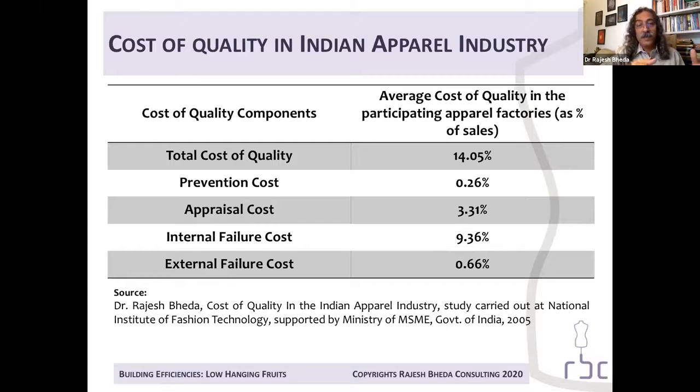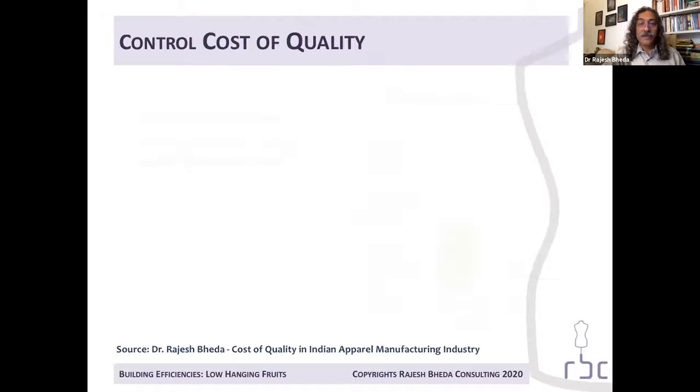This could be you had to buy excess fabric because the fabric quality is not good. You have to buy excess fabric because your fabric consumption estimation was not right because of the rework, scraps, and things like that. And external failure was about 0.66%, which is linked to some of these air shipments, what you may have to do because of quality issues, or sometimes you may have to have a claim or a discount or something of that sort. So this was for the first time in the garment industry, a national level study was done, which clearly quantified how much money the companies lost.